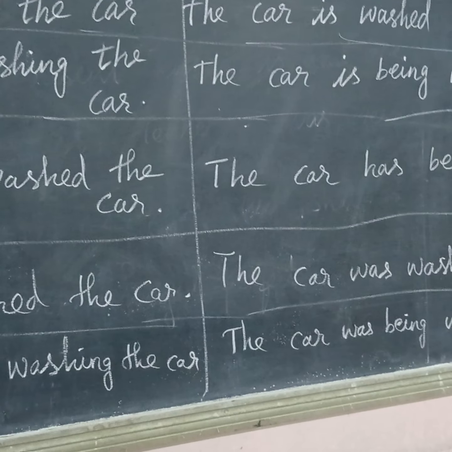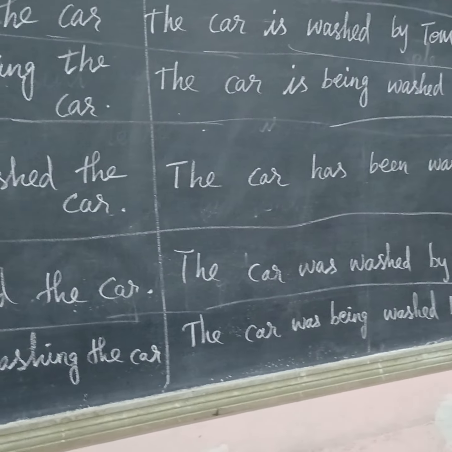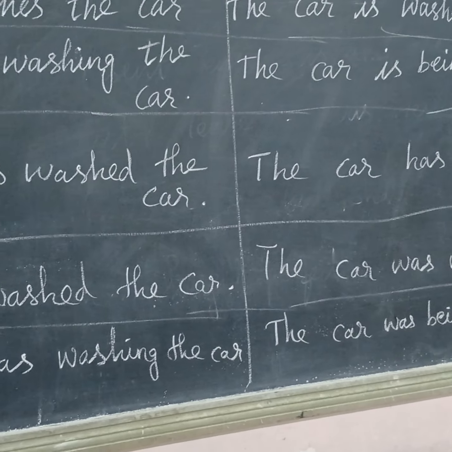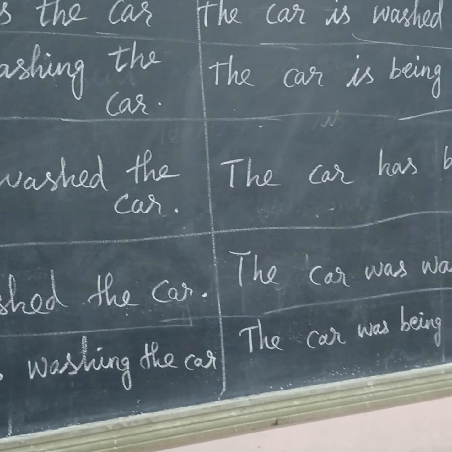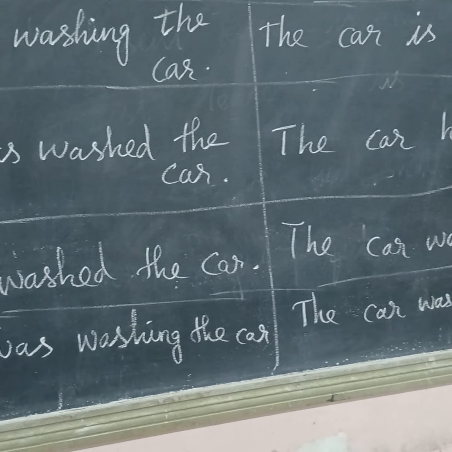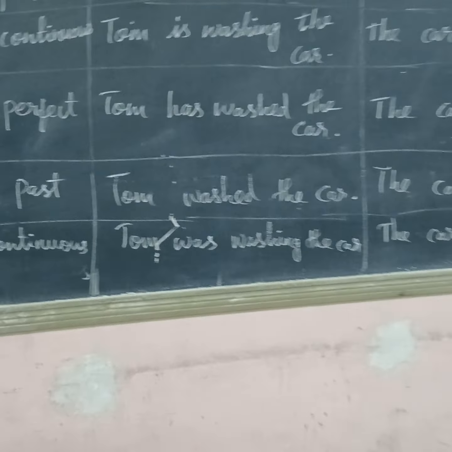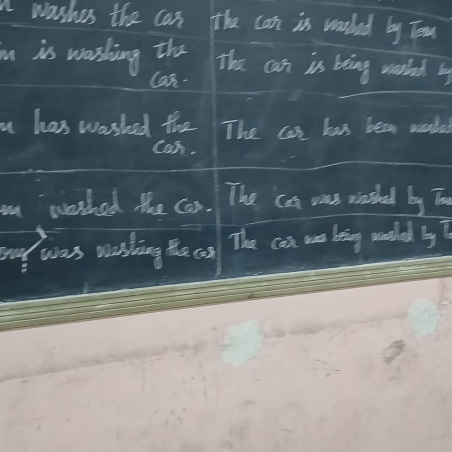So you have to put the auxiliary verb of the past tense here. The car was. Why don't we put were here? Because were we have to use only for plural. If suppose here we have the cars, then in that place we have to put were. But the car, this is singular. So we have to put the auxiliary verb of the past tense, was. So the car was washed by Tom.